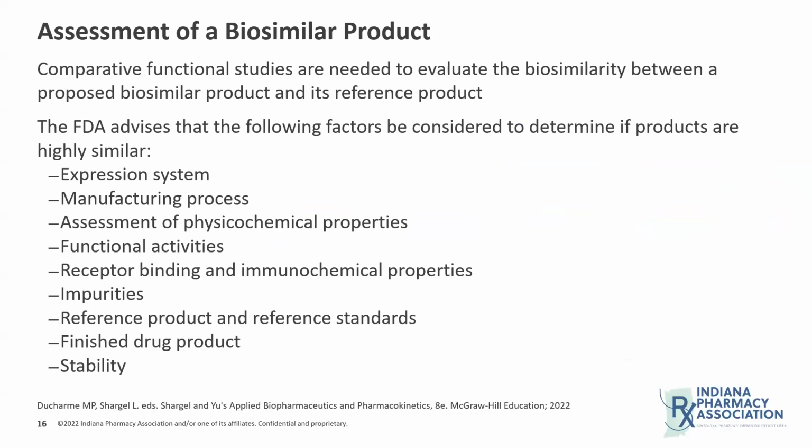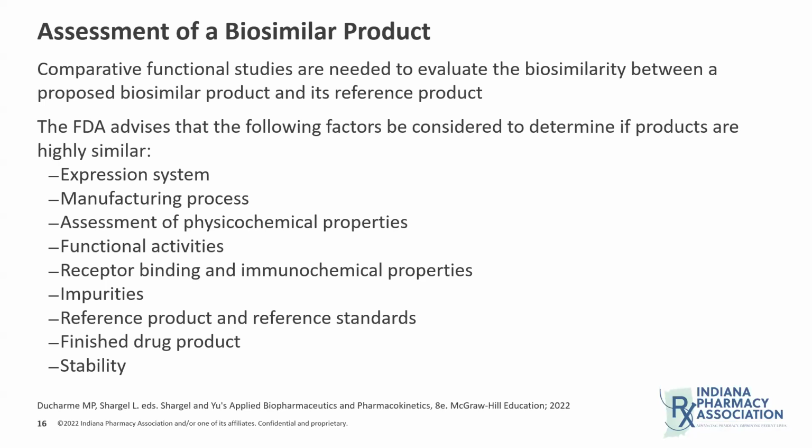To prove the biosimilar is highly similar to the biologic, comparative functional studies are done. Certain factors are taken into account with these studies, and moving down, I'll explain. The expression system is where the proposed biosimilar product is expected to have the same primary amino acid sequence as its reference product. So there are these huge chains of amino acids, but it's expected to be the same as the reference.